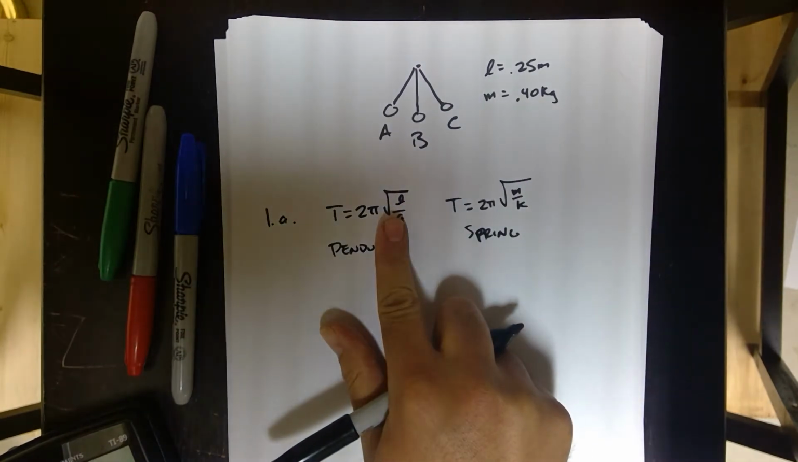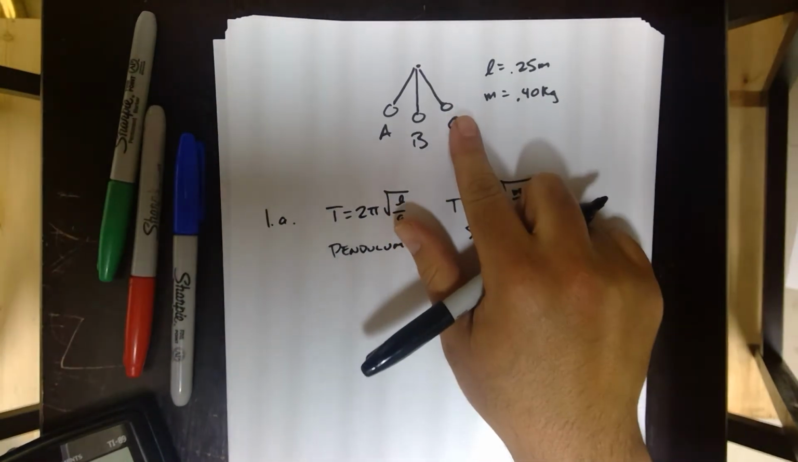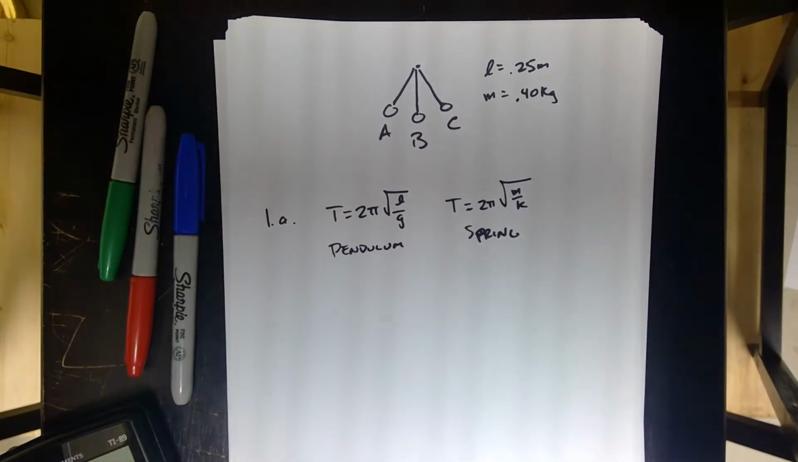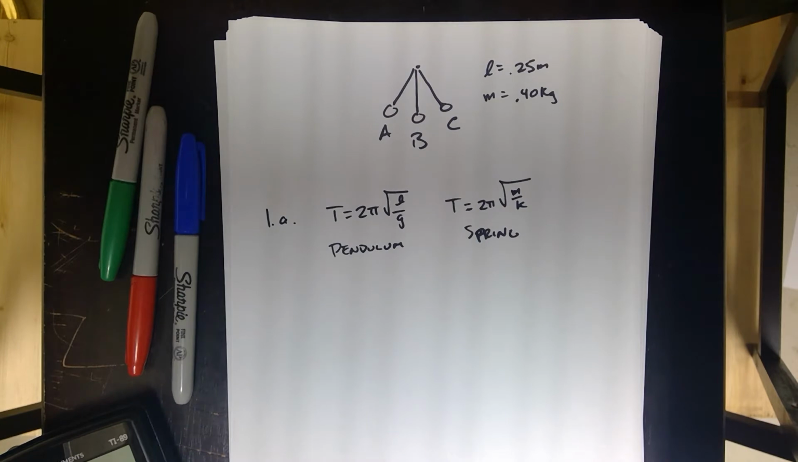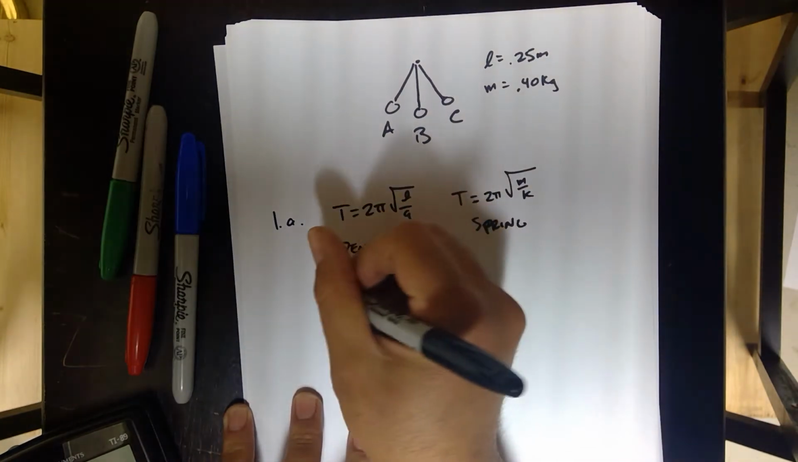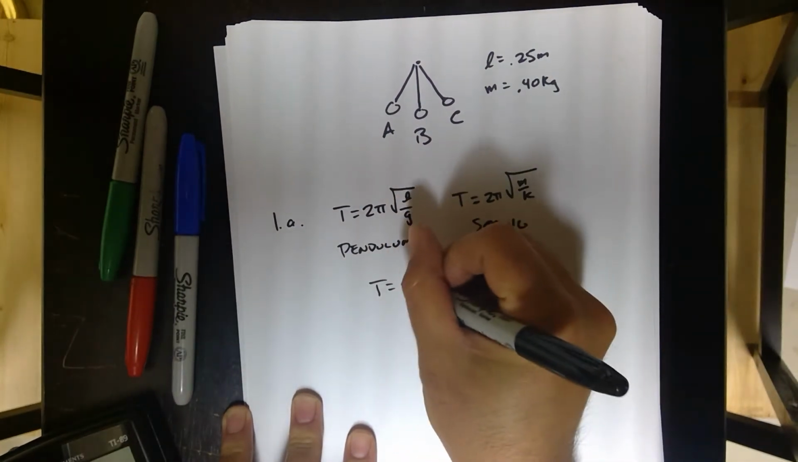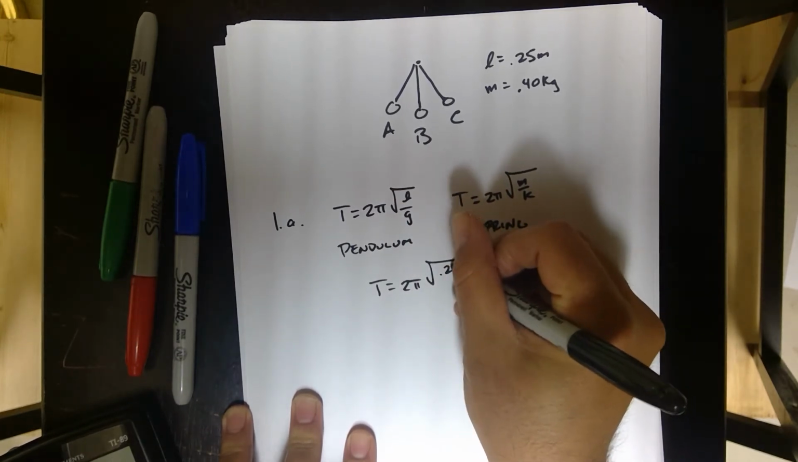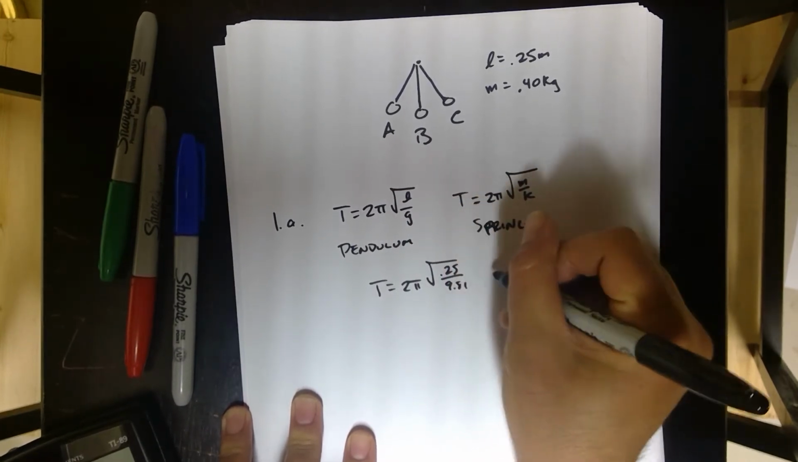This is the formula we want to look at. And you know what? The mass actually doesn't matter. This could be whatever it wants. The length of the pendulum is what's going to matter here. So we have the length, and we can easily calculate the expected period. It's going to be 2 pi square root of L, which is 0.25, over 9.81.